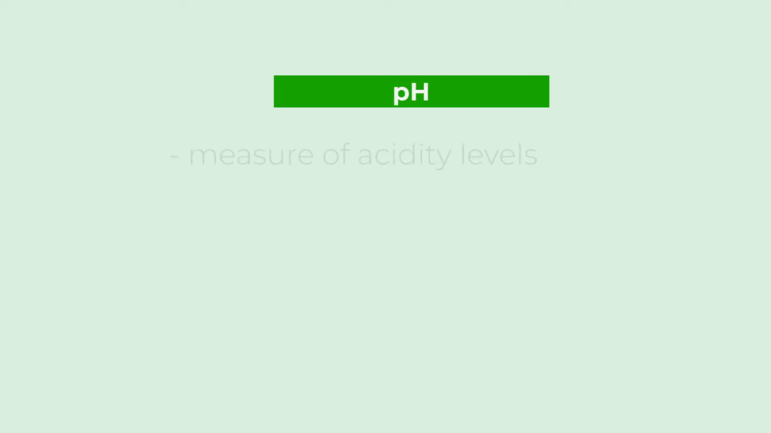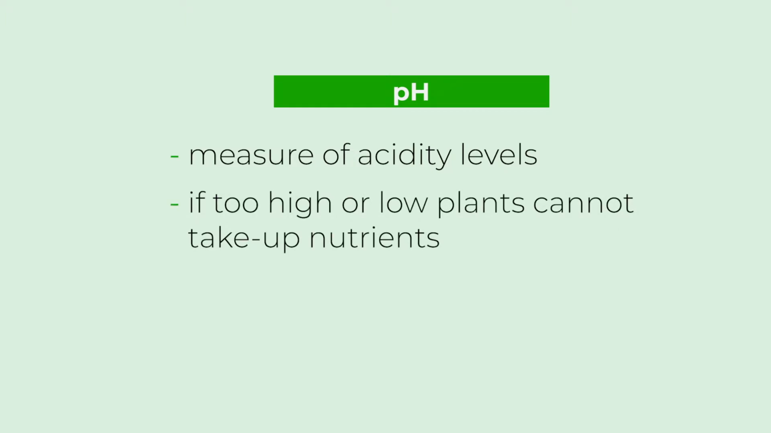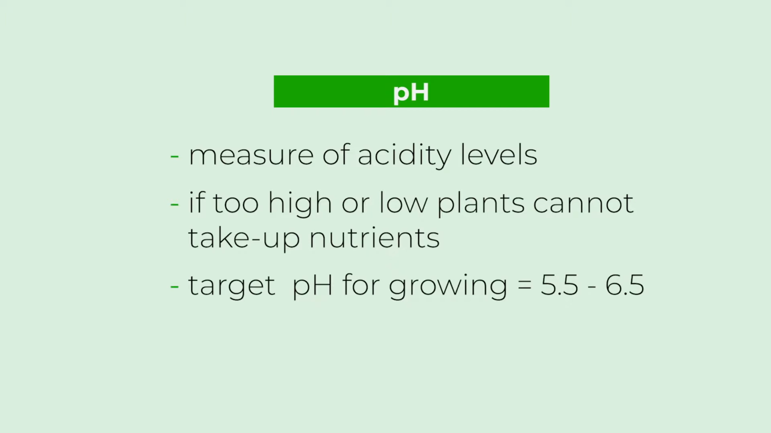The pH is a measure of acidity. If the pH is too high or too low, the plants are unable to take up certain nutrients properly. The target pH in a hydroponic system is usually between 5.5 and 6.5.